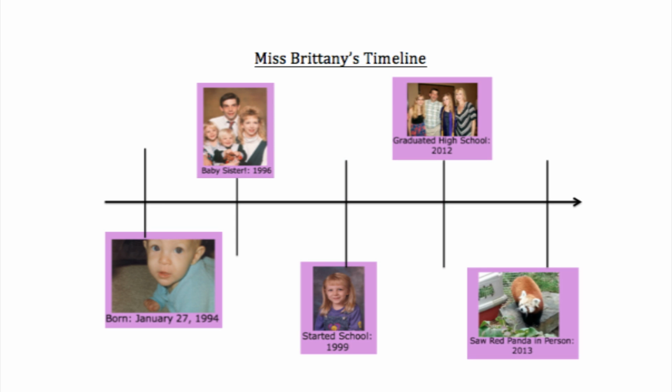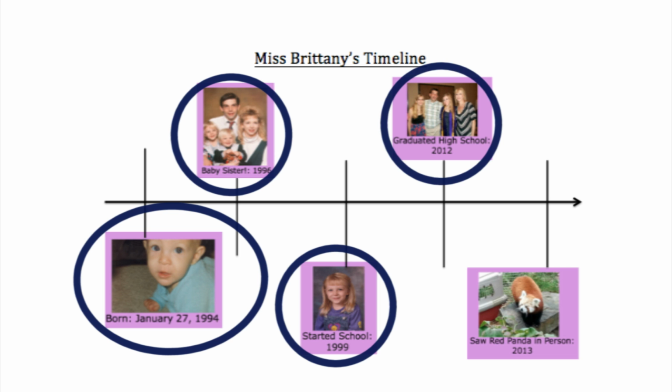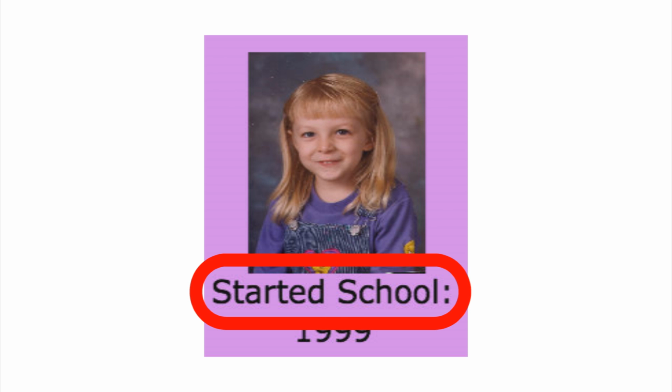Another important part of a timeline is the events themselves. Each event on the timeline needs to be labeled with a title describing the event, such as baby sister or started school, so that the reader knows what is happening at that event.